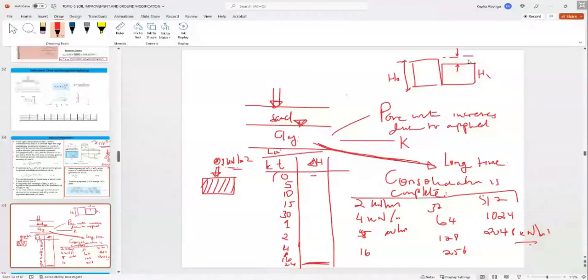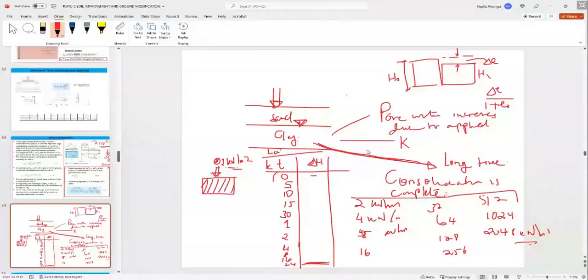That's the settlement of the sample, which in itself is the change in void ratio over the original 1 plus e naught, okay? So at each of the readings, you'll calculate the void ratio that corresponds to that loading. You calculate a void ratio that corresponds to each loading. Let's go through how you can calculate the void ratio.